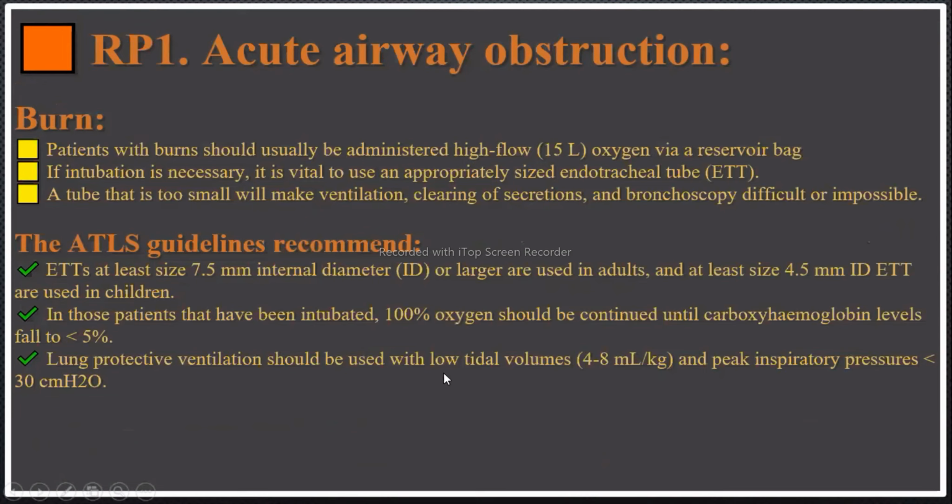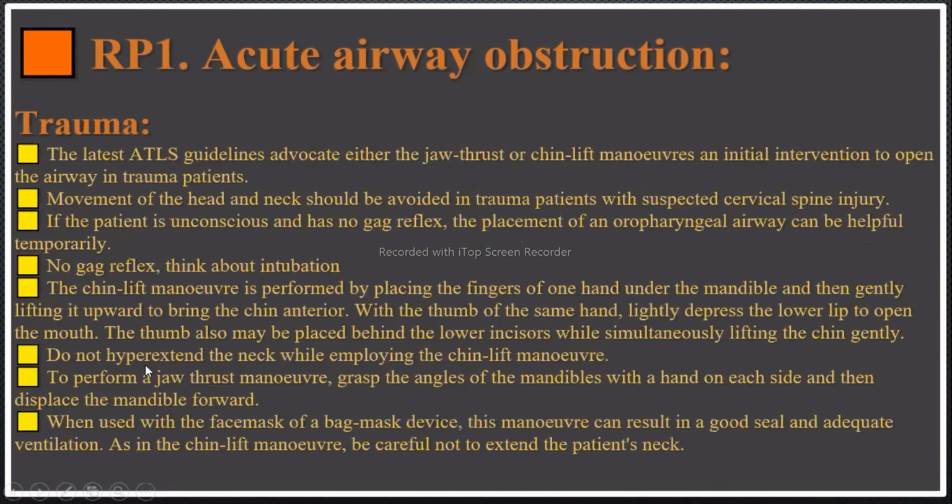Lung protective ventilation should be used with low tidal volume. Any lung protective strategy, you have to start with a very low tidal volume. So if you ventilate the patient connected to a ventilator machine, you have to start with a tidal volume of 6 to 8, or 4 to 8, no worries. And the peak inspiratory pressure less than 30.